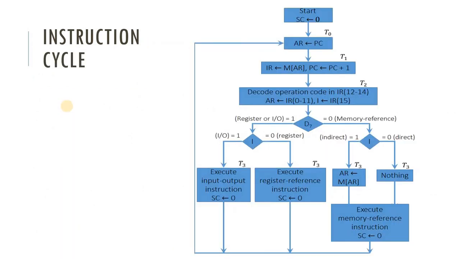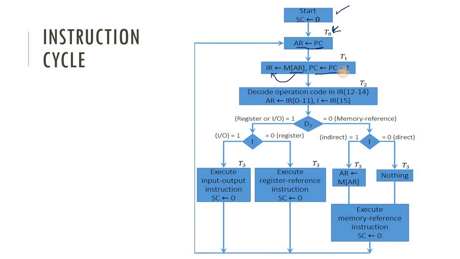Now this is the flowchart diagram of the instruction cycle, and we'll understand in depth how it is executed. This is the first stage, where our sequence counter is 0. Then we apply the clock pulse to the sequence counter, so we get the timing signal T0. At timing signal T0, we assign the address of the program counter to the address register. Then we fetch the instruction from memory and store it into the instruction register.